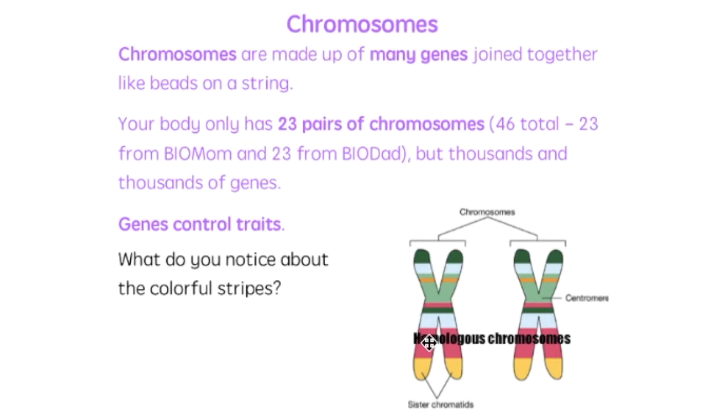So what do you notice about the stripes? And I'll give you a hint. We've heard about homologous chromosomes before. Do we have different shapes and sizes and colors of stripes on the same spot of each chromosome? Go ahead and write your answer below.